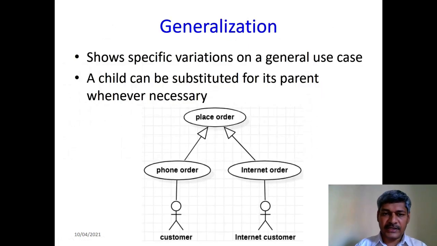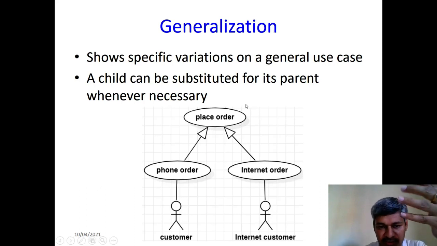The third type of relationship is the generalization. This shows specific variations on a general use case. So we have general use cases, and we can have specific variations for them. Think about this situation. Here is an example: we can place an order. Say there is an online system, or a restaurant, and you want to place an order.